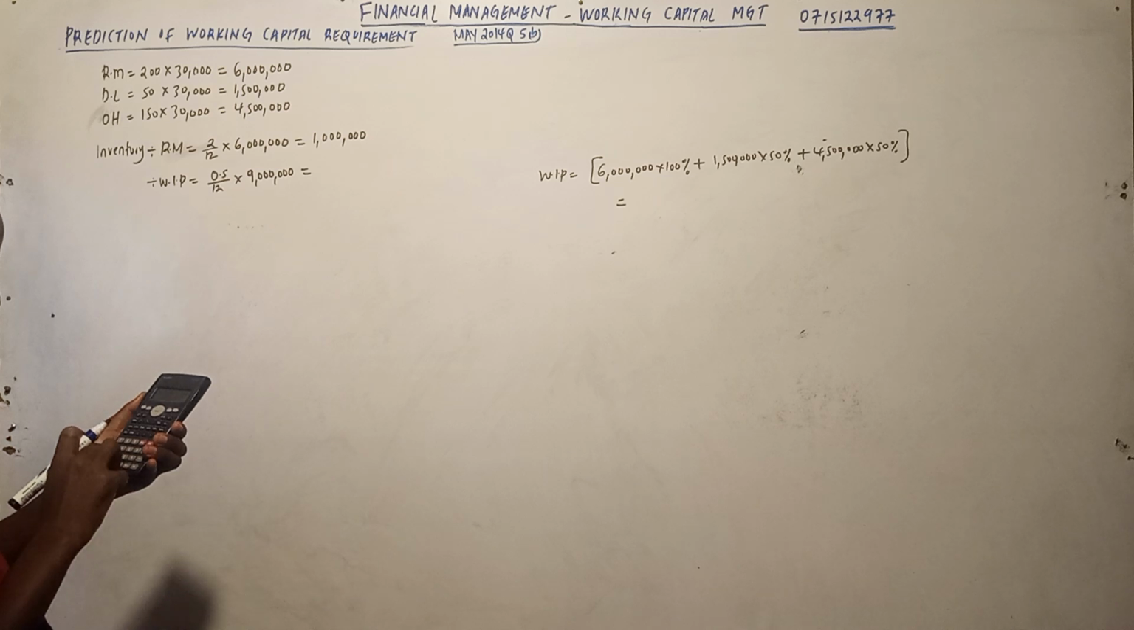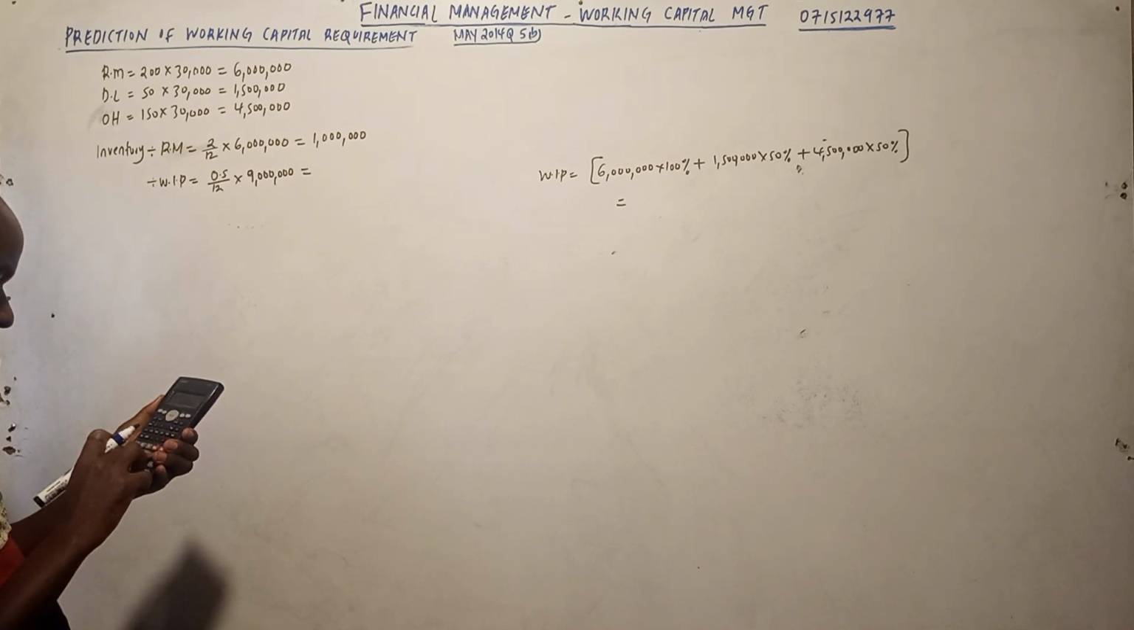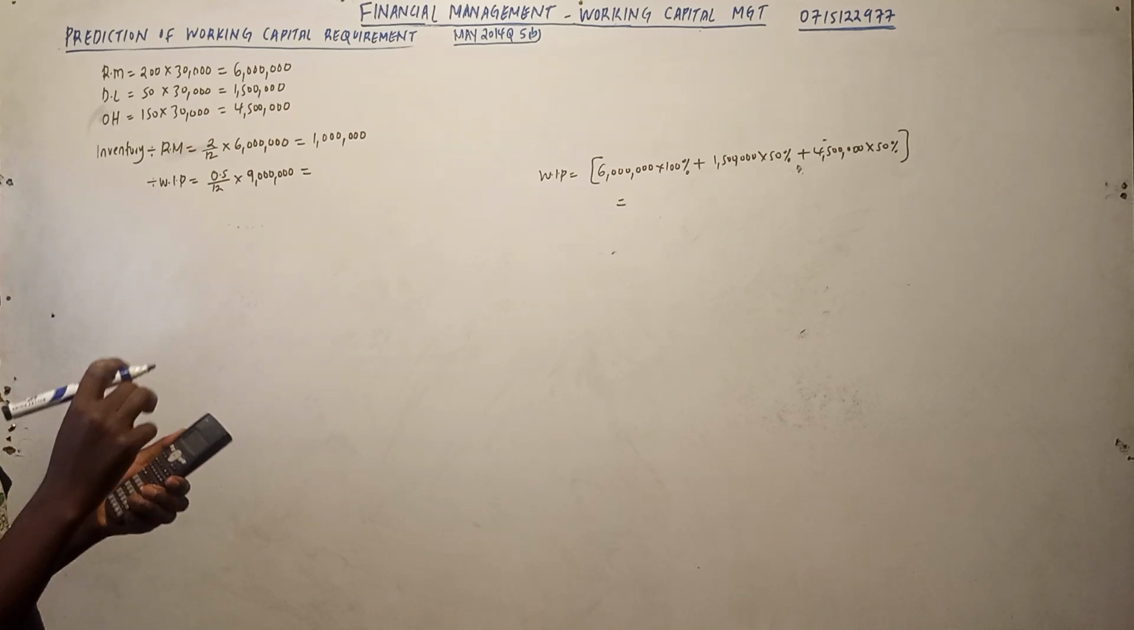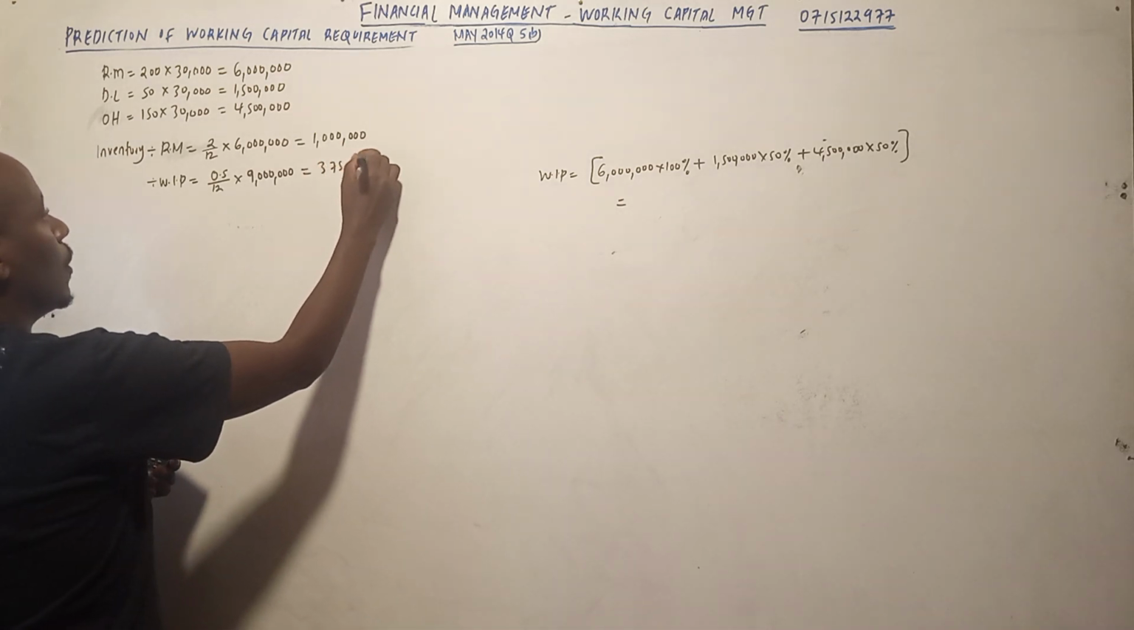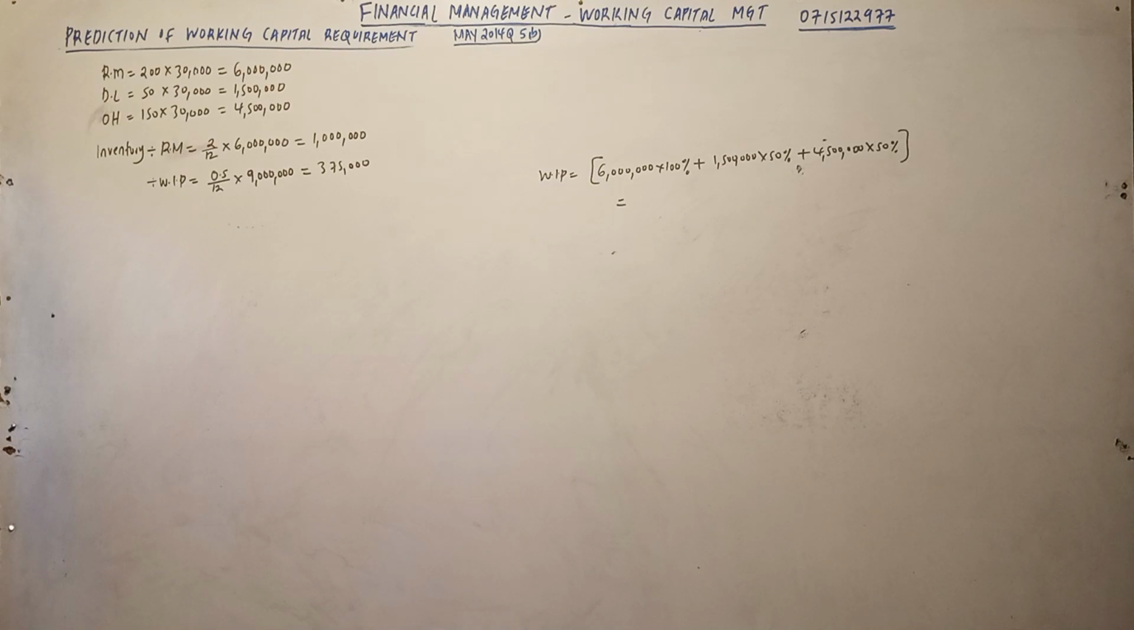Itakuwa ni 0.5/12 times answer, which is 375,000. So let us move on. I hope we capture that one.